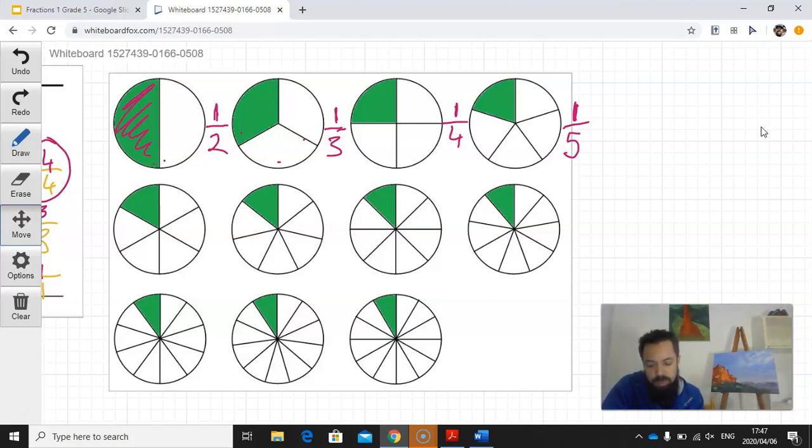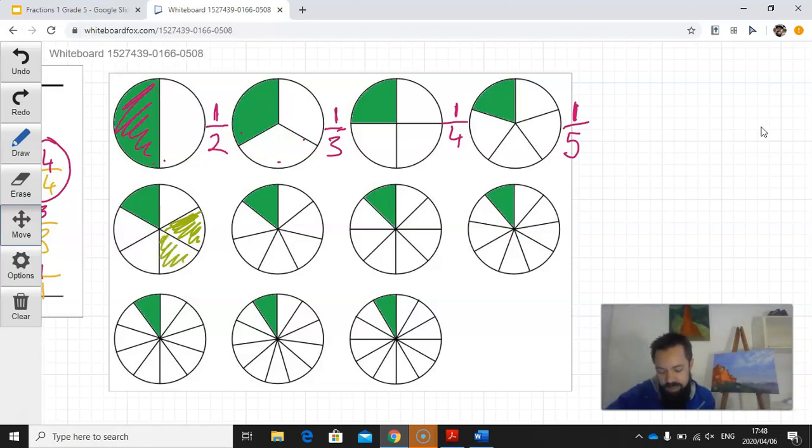Switch over to green. The pieces don't need to be next to each other. If you think about if you were eating a pizza, you might choose the ones that have nice toppings on and leave the empty ones for last. Or if you're like me, maybe you will eat the ones with the least toppings first and save the best ones for last. So it might not be that they're all next to each other.